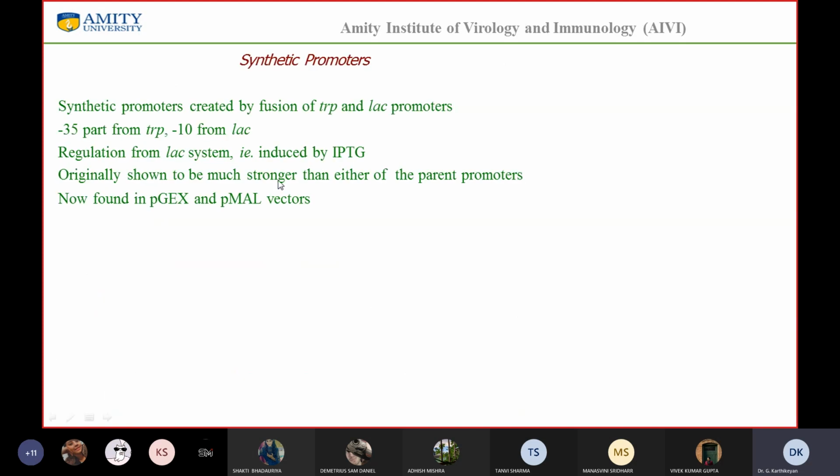Then you have synthetic promoters, the trp and lac promoters, which have been combined, and the strength of this synthetic promoter is much better than your native promoter.